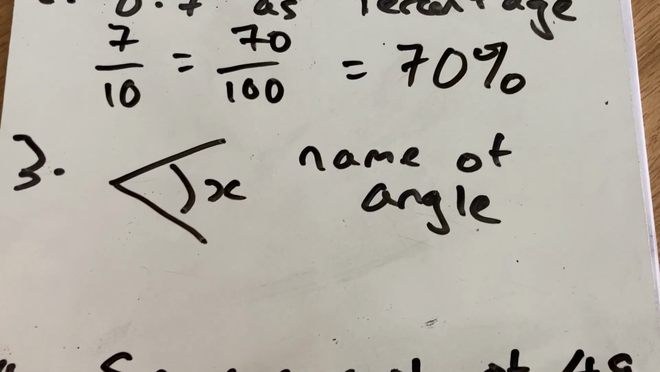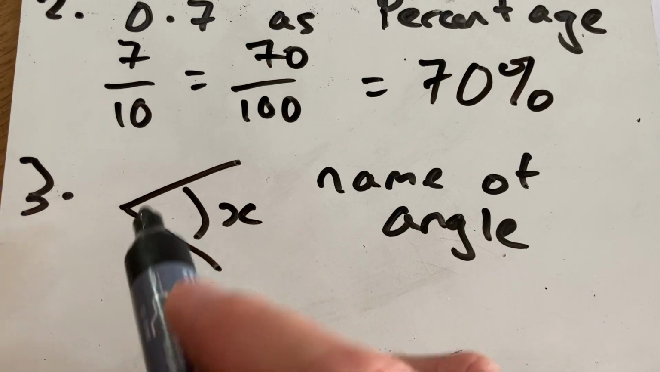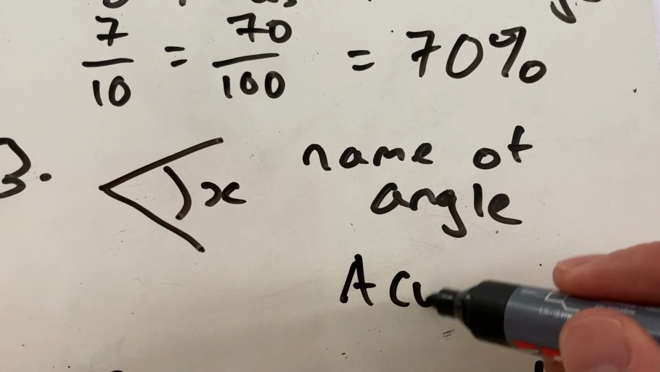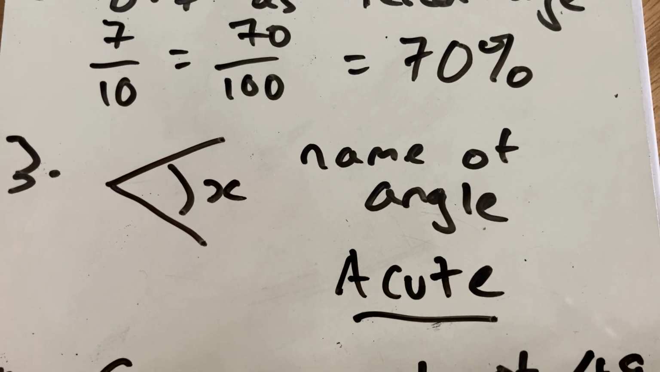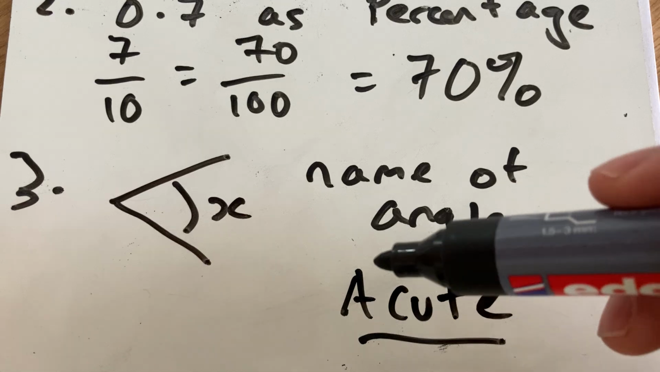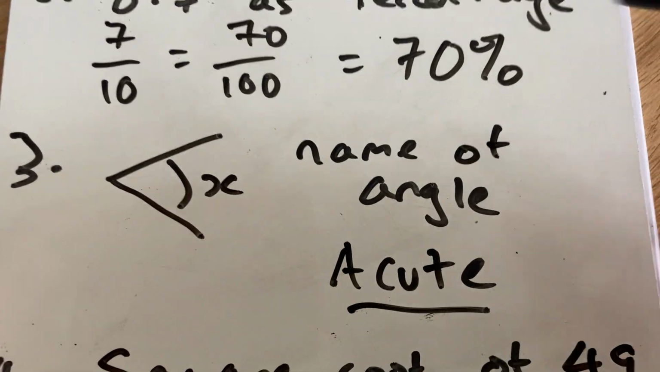I'm going to name this angle. Hopefully you can see that it's less than 90 degrees, making it acute. Acute angles are smaller than 90. Obtuse angles are bigger than 90, but less than 180.